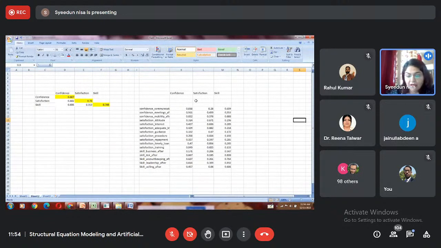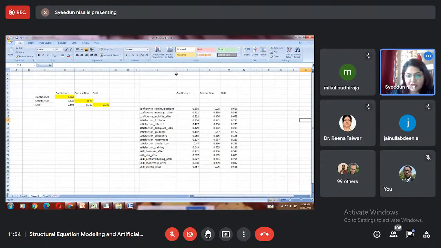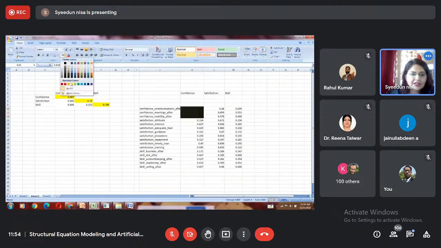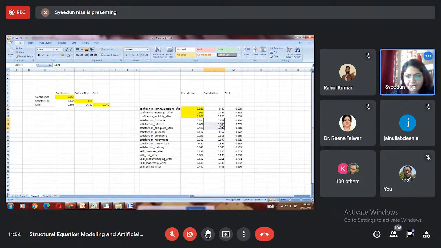Cross loading means that this particular item which is meant for confidence is also loaded on satisfaction and also loaded on skill, and I have to see what the value is here. So here we can see confidence, these are the three values. For satisfaction, these are the values. And for skill, these are the values.